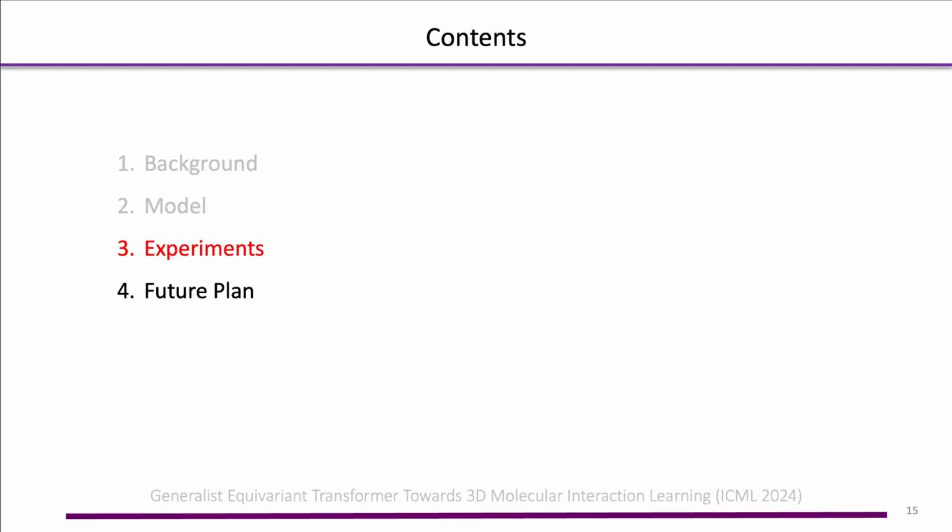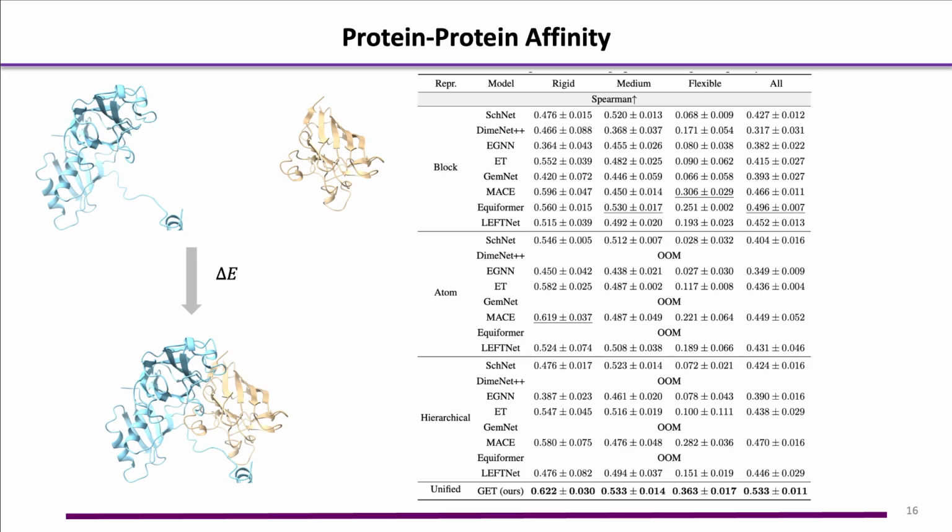Next, we arrive at the experimental results. First, we conduct experiments on protein-protein affinity to validate whether the unified representation can perform better in single domains than the naive unified representations. We compared our model with a bunch of baselines, which are very diversified, from invariant GNNs like SchNet to state-of-the-art models like MACE, Equiformer, and LEFTNet. The test set is split into rigid, medium, and flexible to indicate the extent of conformation change upon binding. So actually, the flexible split is the most difficult one.